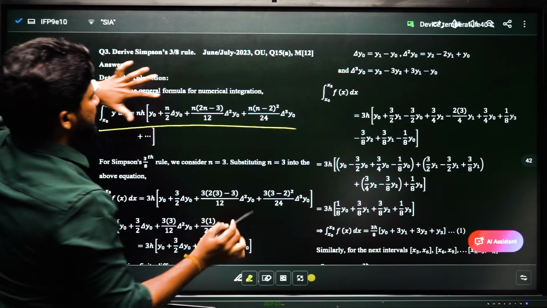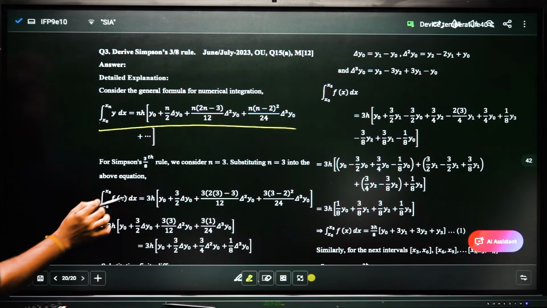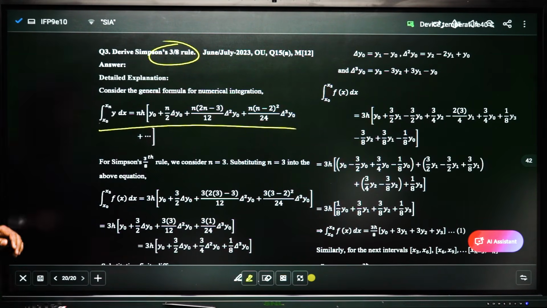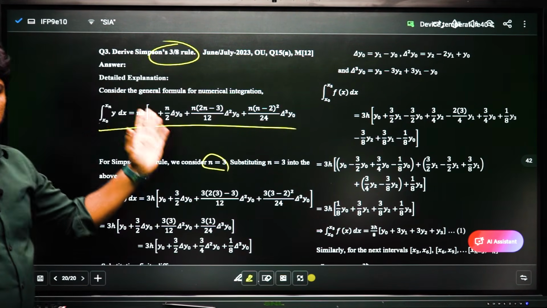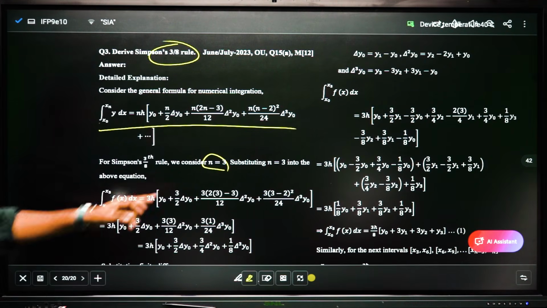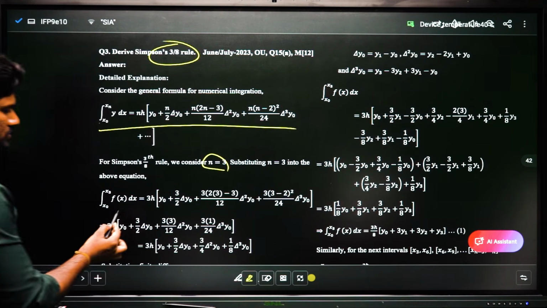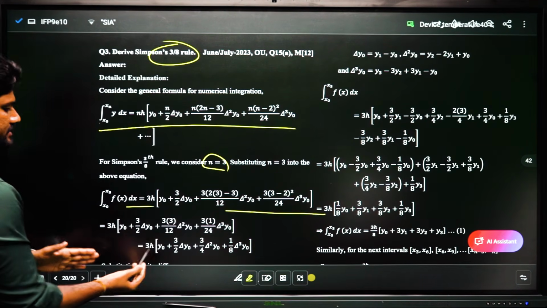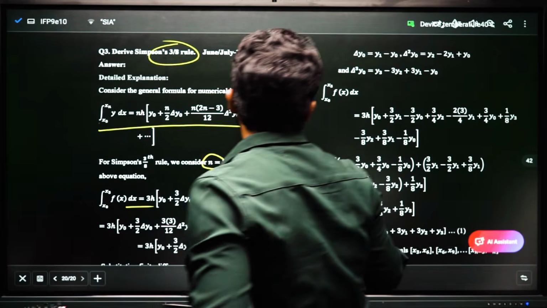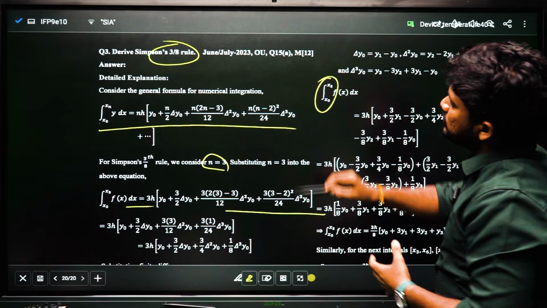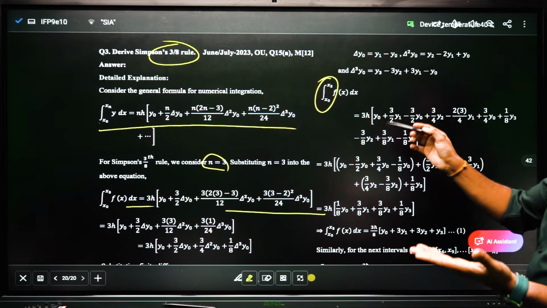You know this numerical integration formula. Now to get the 3/8 rule you have to substitute n is equal to 3. Previously we substituted n is equal to 2 for the 1/3 rule. Here n is equal to 3. Substitute n is equal to 3 and simplify. You get the values like this. Okay, and when n is equal to 3 you have to subdivide the interval.